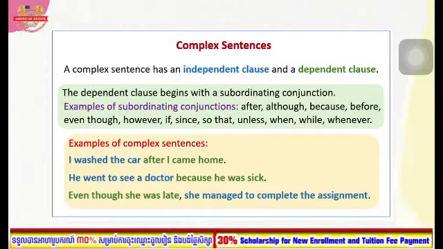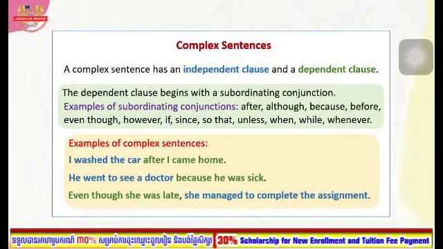A complex sentence has an independent clause and a dependent clause, right? This is different from a compound sentence. A compound sentence has independent clauses in a sentence. So we call that compound, but this is complex. A complex sentence has an independent clause and a dependent clause. You already know that an independent clause is a clause that can stand alone. A dependent clause is a clause that can't stand alone, so it needs a conjunction.